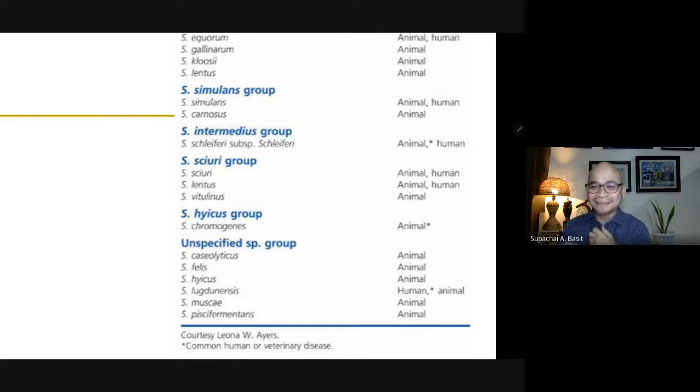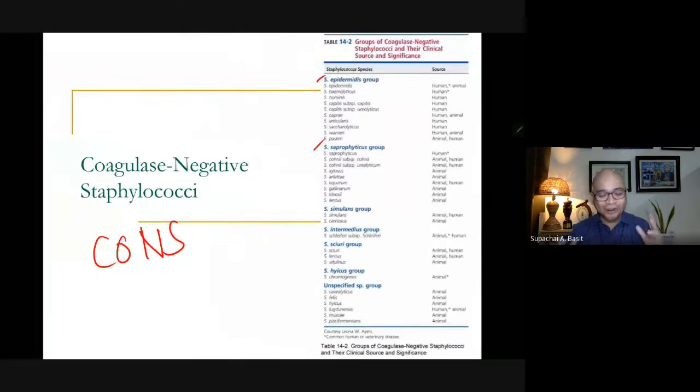I wasn't informed. Okay, so those are the different species of CoNS, or the coagulase-negative Staphylococcus. To know more about it, please do not forget to read your book. I actually took a screenshot of this from a book.